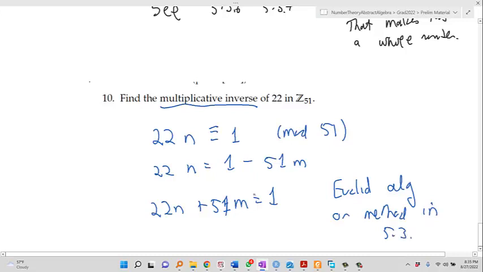So I recommend you practice the Euclidean algorithm, because if you can do the Euclidean algorithm well, you can do all of these problems and don't have to think about it much. The other method often works, but sometimes when you have large numbers, it's somewhat difficult. All right, so that's how you do number 10.